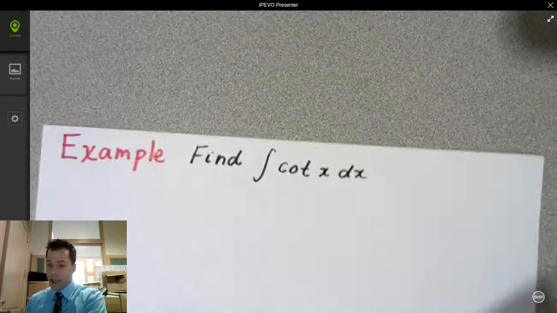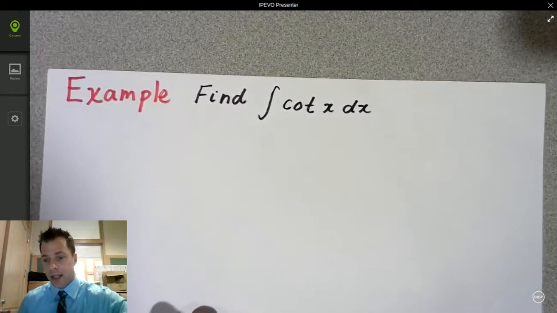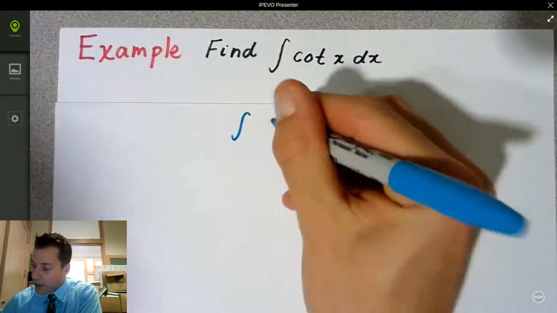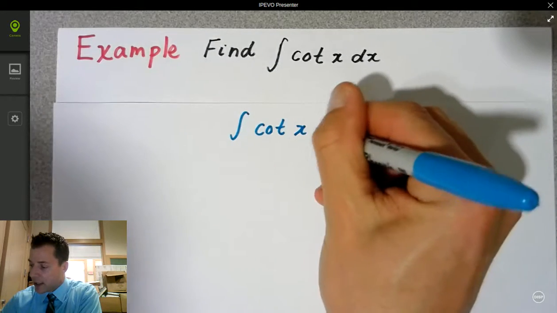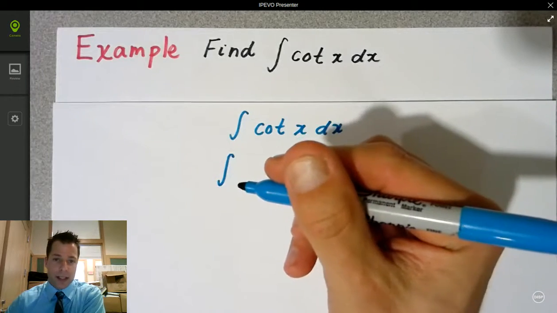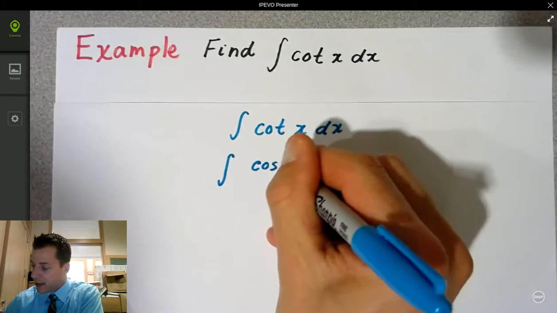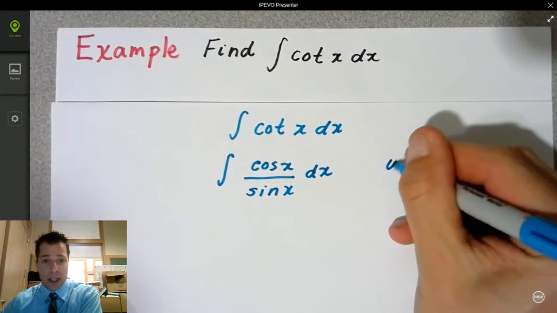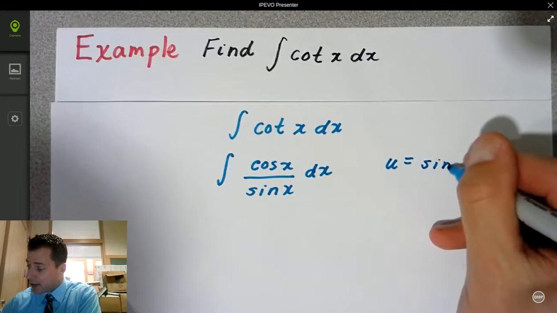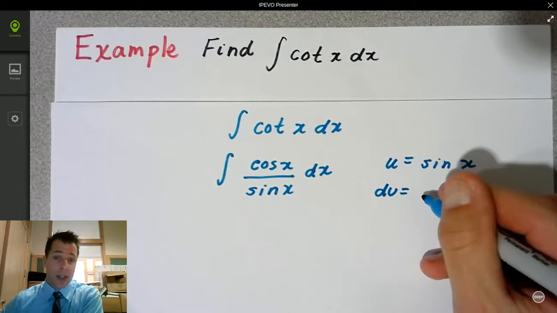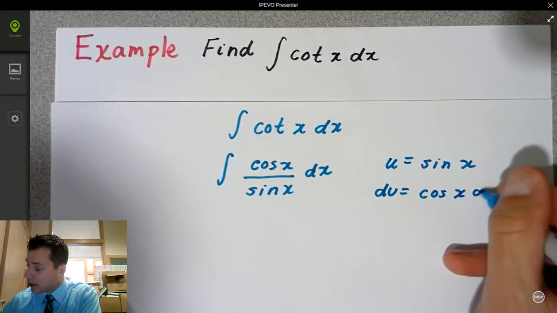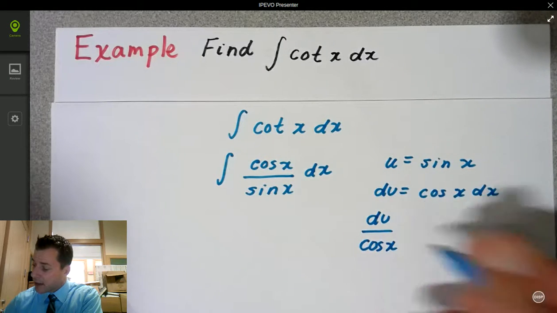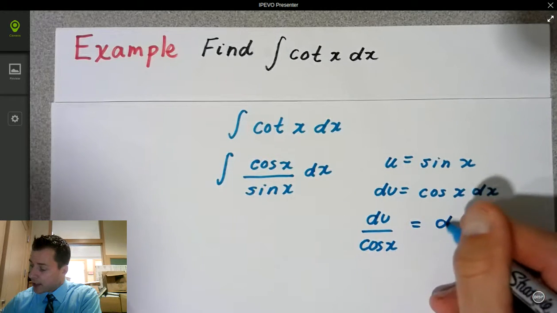Let's look at cotangent. It's going to be very similar. The only thing we have to do is switch what happens with our original function. So, cotangent of x dx. Just like the previous example, let's rewrite that as cosine of x over sine of x dx. Now I'm going to stick with the denominator. u is going to equal sine of x, and that means du equals cosine of x dx. Solving for dx, we get du over cosine of x, and that is going to equal dx.